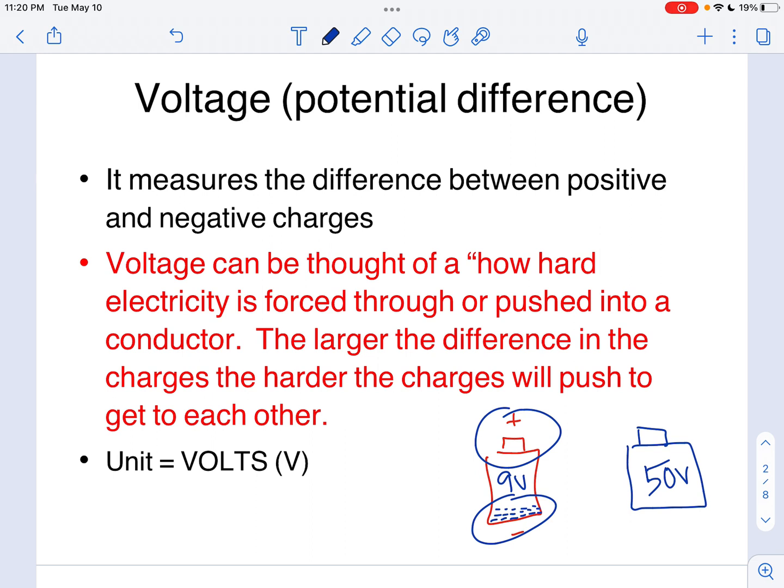Okay, so in our equation again, V equals IR. V is your voltage, or your potential difference. The unit, now this is where it gets a little confusing: the term is voltage, the unit is volts, and we can abbreviate that with just a V. Okay?